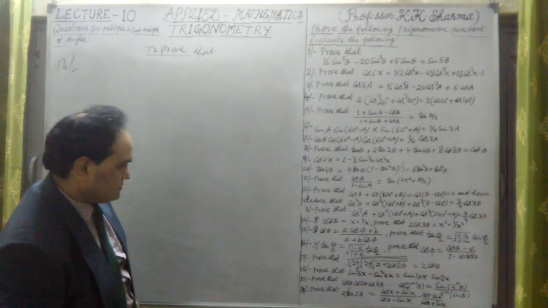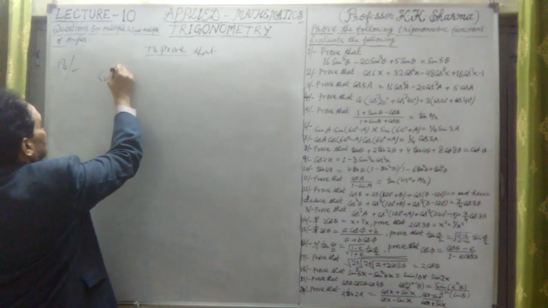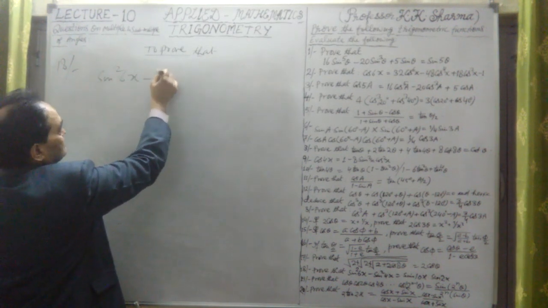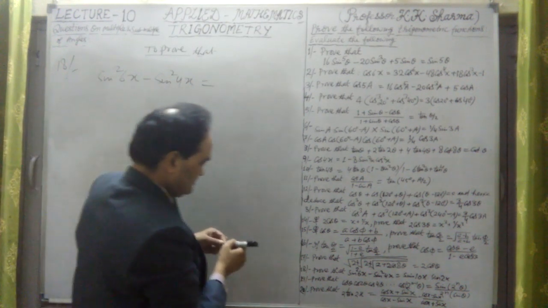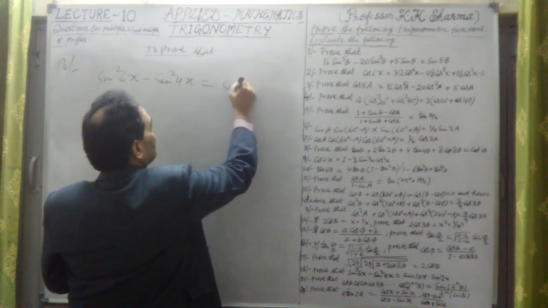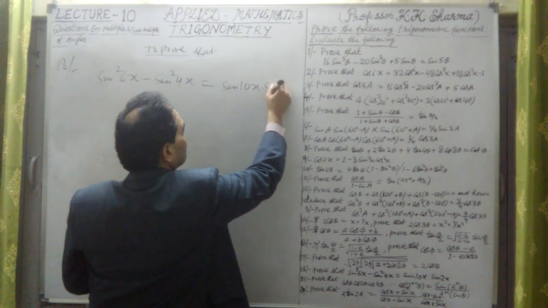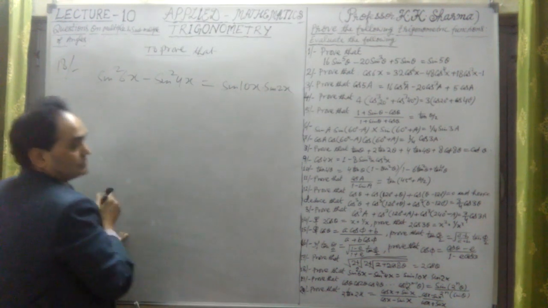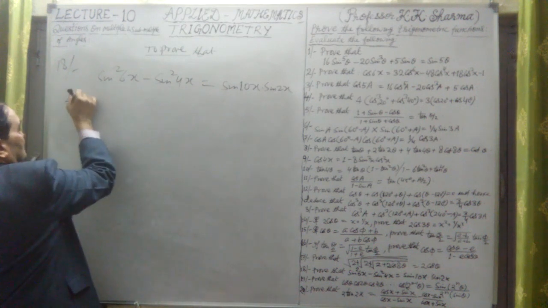But question number 18. Okay, question 18 says: prove that sine square 6x minus sine square 4x is equal to, what is that? We are given here sine 10x into sine 2x. So we have to prove this. Let us take the left hand side.